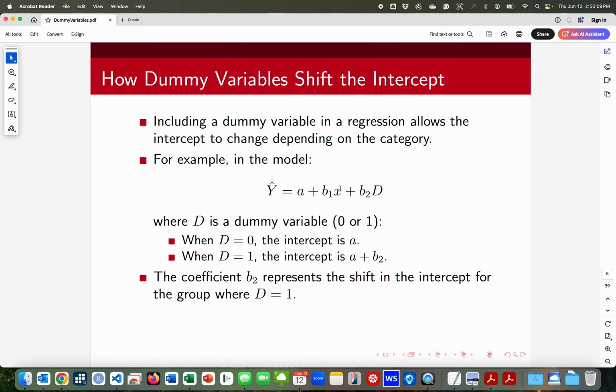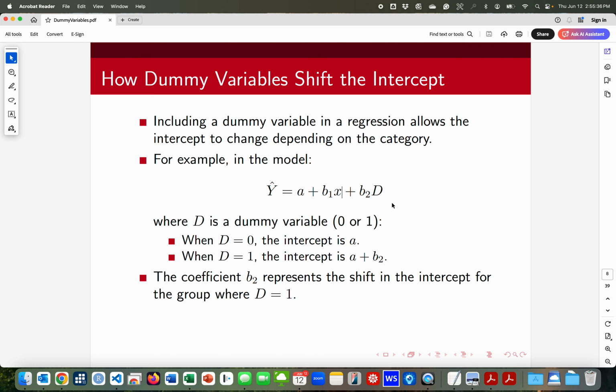So this is a continuous variable, and this is a dummy variable. We know the slope of the line is going to be b1 because that's the coefficient attached to that continuous variable. b2 is attached to a dummy variable. So when d equals 0, the equation of this line is a plus b1x.